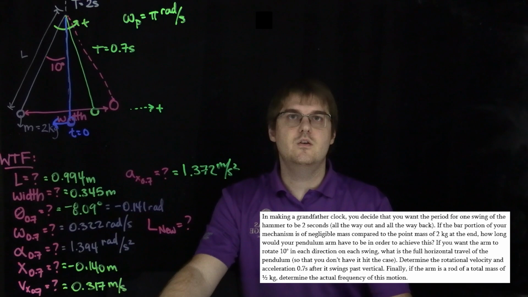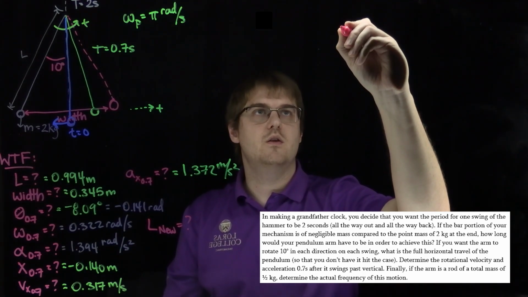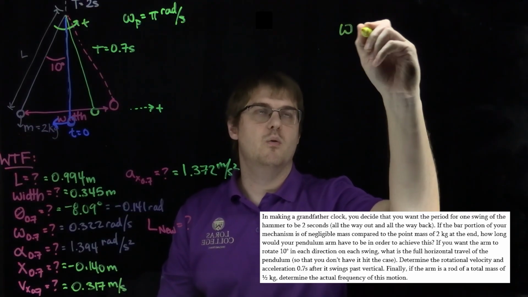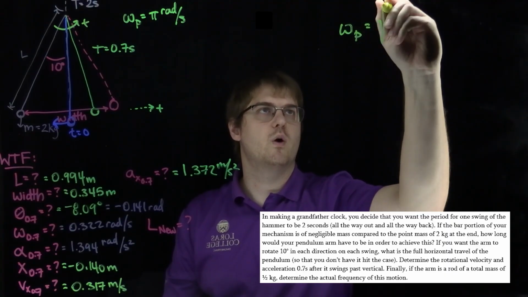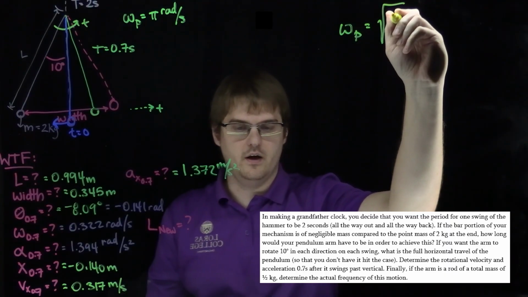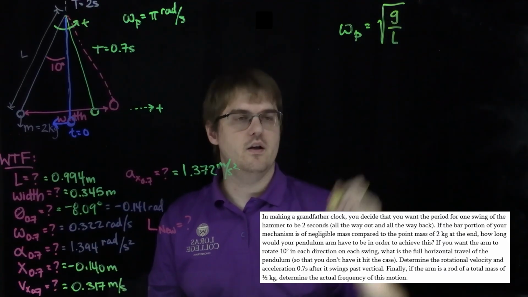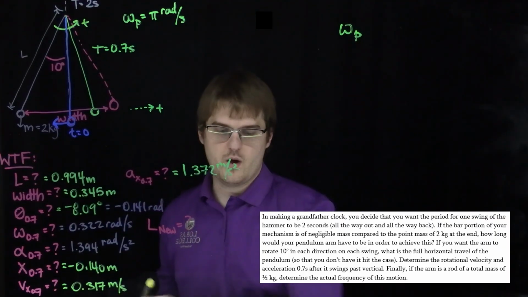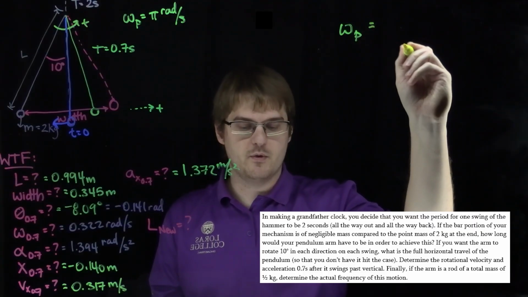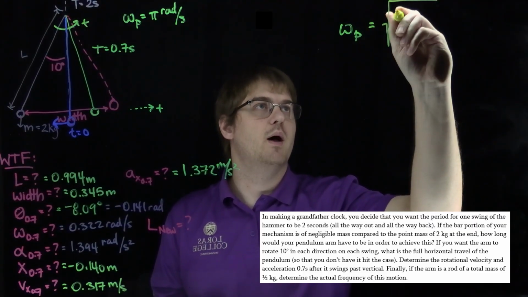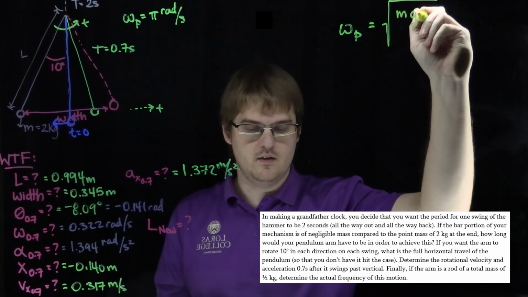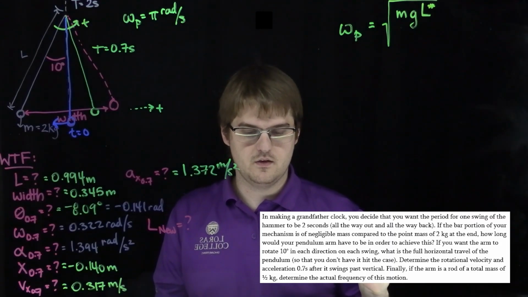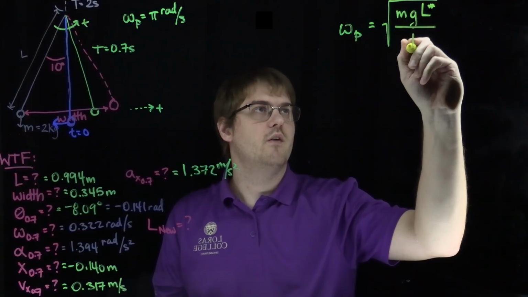So this means that I can no longer use my equation that I used earlier, which was saying that omega p was equal to the square root of G over L. Yep, G over L. Instead, I need to change that equation to be my full proper version, which is the square root of my mass times gravity times my length. I'm going to put a little star next to this because that's not the length you think it is, divided by I.